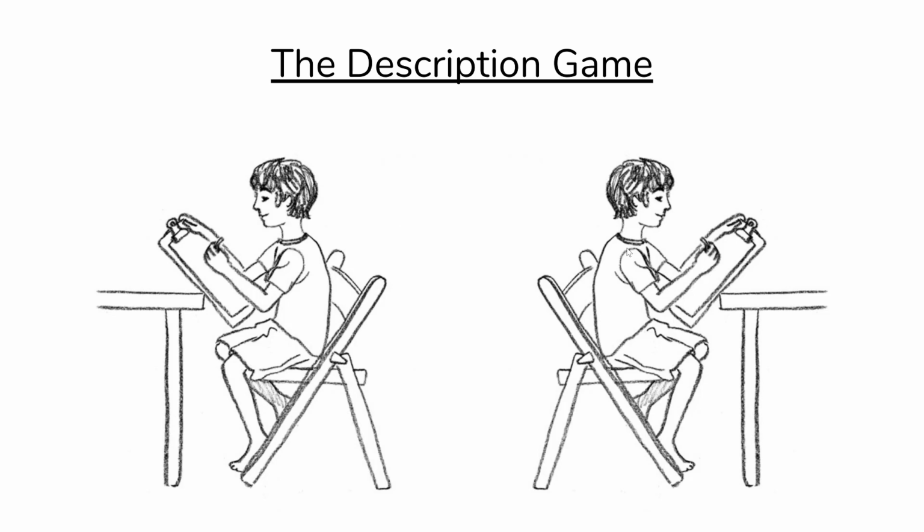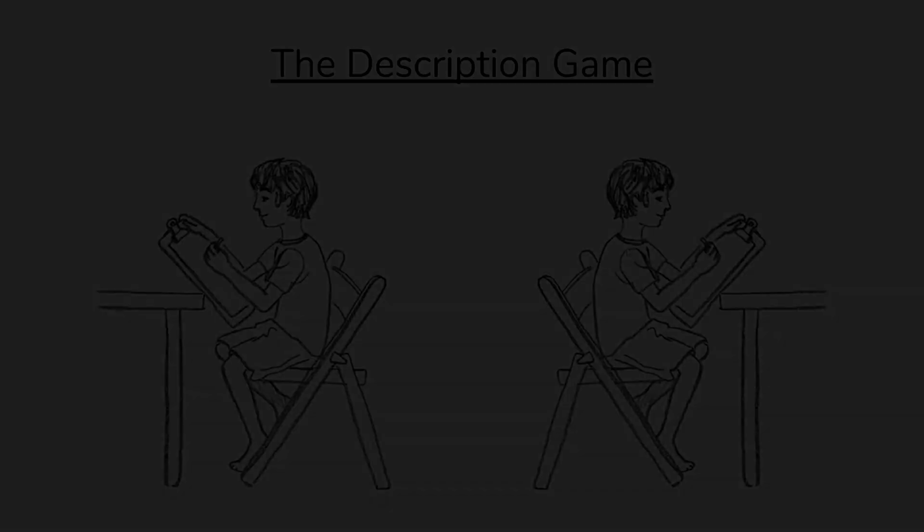But here's the trick. Neither you nor your partner may look at each other's paper, and your partner can't ask questions, talk, or communicate in any way. They have to draw based only on what you're telling them. When you're done, compare pictures, then swap roles and try again.